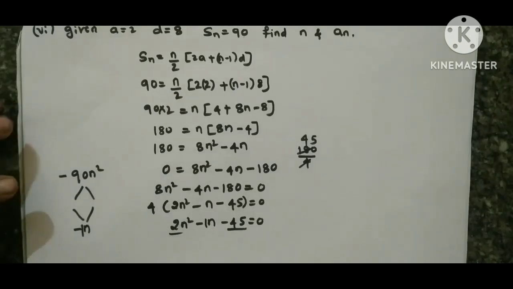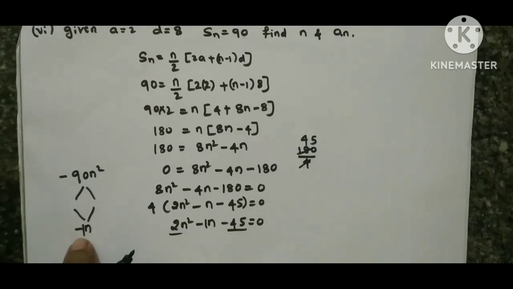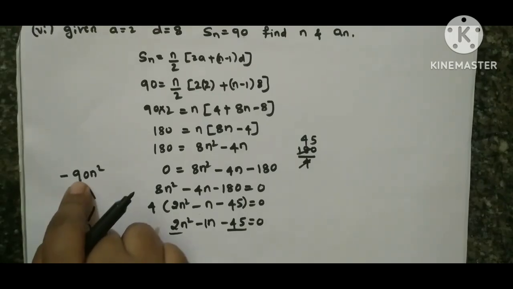Now what we have to do is, if you multiply any two numbers, you have to get 90n square. If you add or subtract, you have to get 1n. Which are the two numbers like that? You have to think that. So 90 will come in the 10 table. So 10 nines are 90.